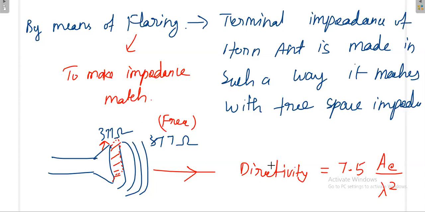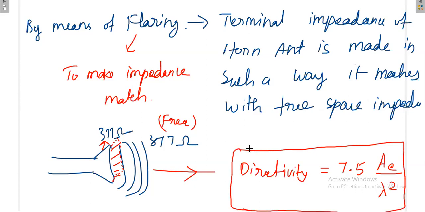AE. So simply always remember this formula. Directivity of an antenna is 7.5 into AE divided by lambda square.